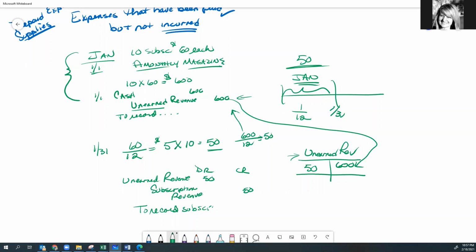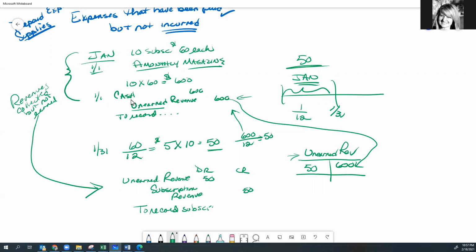Okay, so that's the idea behind the prepayments when we're talking about revenues. Initially we had revenues that were collected but not yet earned. And then why do we have an adjusting journal entry? Because we have to show that we have now earned some of it. So with these calculations, you're really just going to have to be logical.